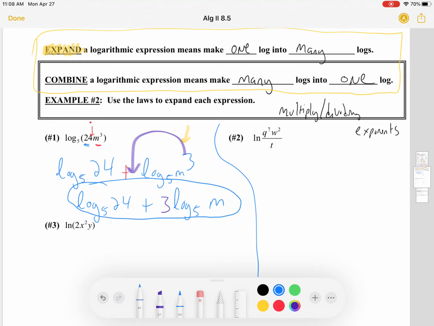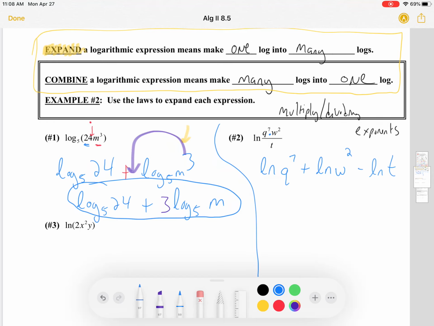Okay, on to number 2. So this one is ln. Remember, that's log base e. We don't have to do anything with that. We can just keep it as an ln. But this one has a numerator and a denominator. So let's pull this apart for the numerator and then the denominator. So up top, we are multiplying. So how do we pull apart multiplying? Well, we pull apart by adding. So this is ln of q to the 7th plus ln of w squared. Now dividing turns into subtracting, so it's going to be minus ln of t.